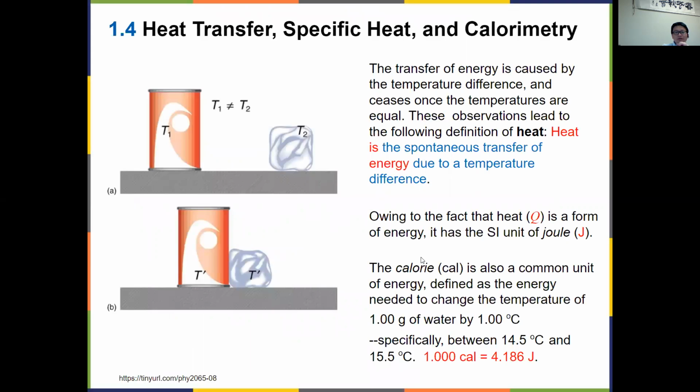So today we are going to talk about heat transfer. If you have two objects in contact, so let's say you have a can of soda and you put it in contact with ice. Originally the two have different temperatures, then after some time, the two will reach equilibrium, they will have the same temperature.